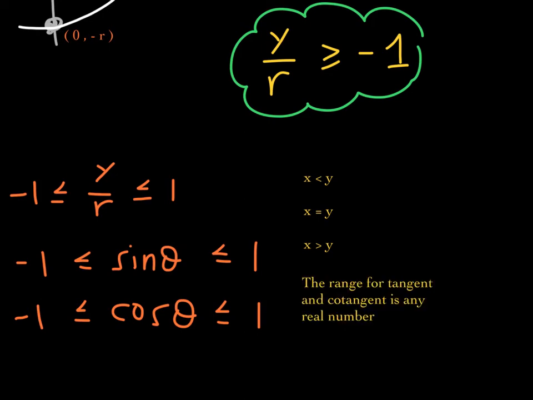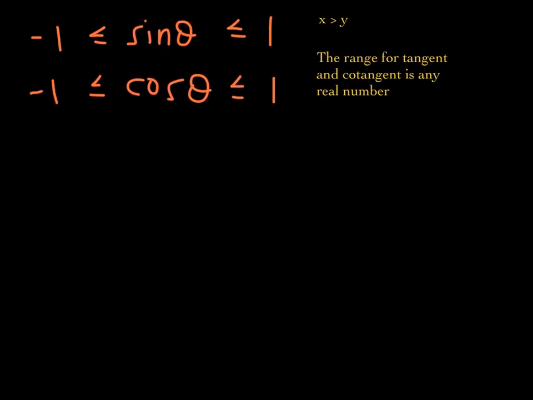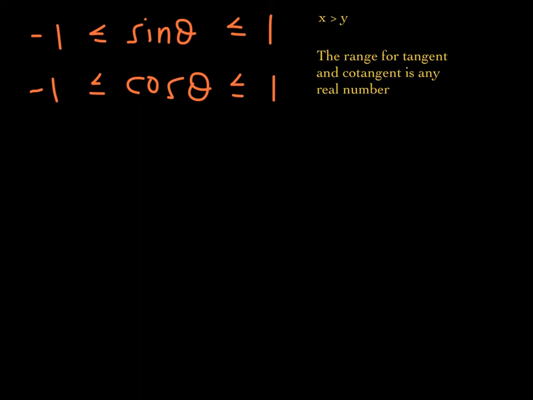All right, very good. Now remember that secant and cosecant are just reciprocals of cosine and sine, right? If sine of theta is less than or equal to 1, that means cosecant of theta will be greater than or equal to 1. Or if sine of theta is greater than or equal to -1, that means cosecant of theta will be less than or equal to -1.